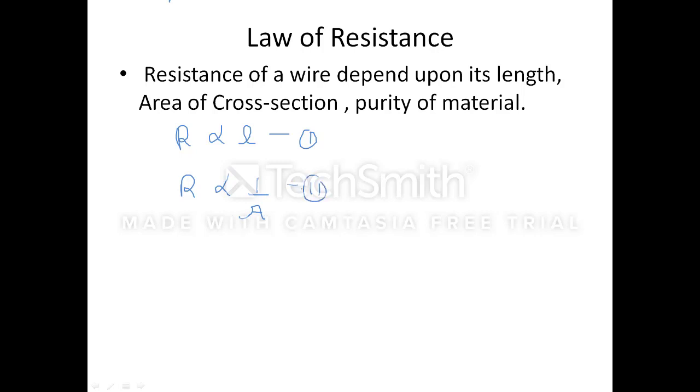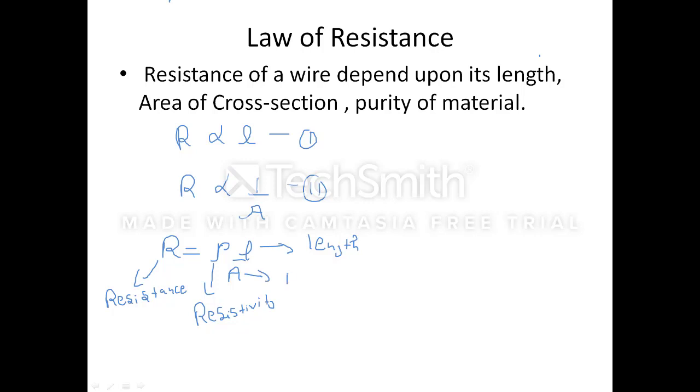Now if we combine these equations, what we have observed is R equal to rho L by A, where R denotes the resistance of the material, rho denotes resistivity, L denotes length of the material, and A denotes the area of cross section.